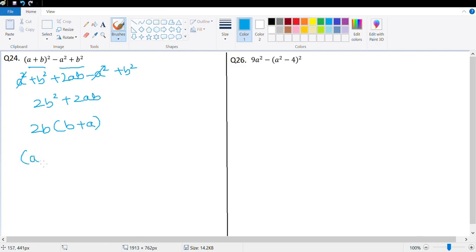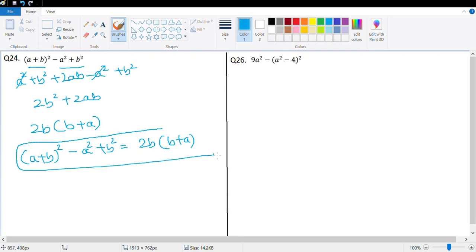Oh, in fact, this question did not involve the difference of square of two terms. But anyway, the answer will be 2b times b plus a. That's the final answer. Next one, that's question number 26. So question number 26 says 9a square. So this is obviously 3a the whole square. And this is a square minus 4 the whole square.